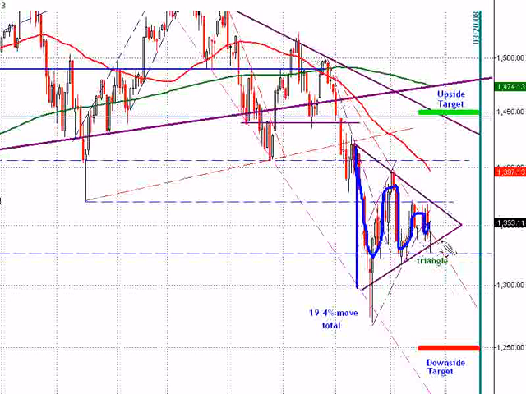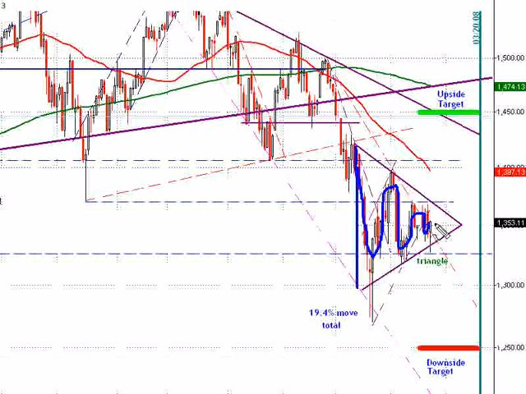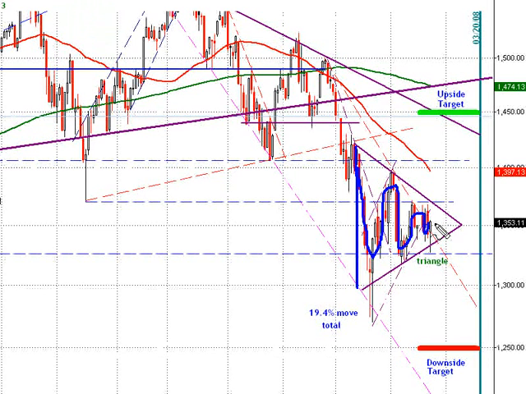So after that, I got thrown right back in the center of the triangle, right around 1350, and it's going to resolve itself fairly soon, one way or the other. Anybody that thinks that they know which way this thing is going to break out is just kidding themselves, because it literally could go either way.